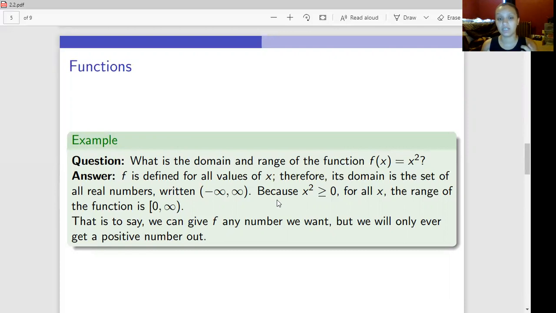This is to say that we can put in any number we like, right? There's no number that we put in that we won't get an answer for, but we will only ever get a non-negative number out. I can put in negative 10, I can put in positive 10. No matter what, I'm still going to get a positive number out.